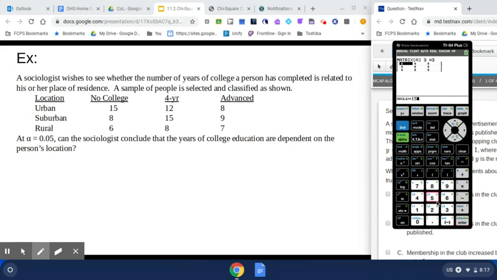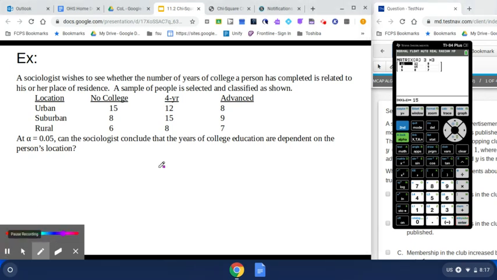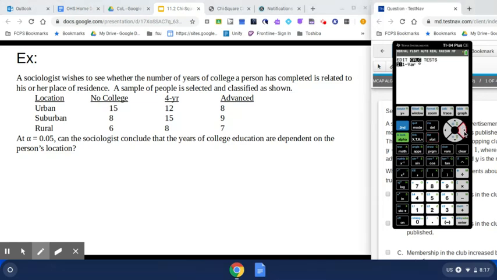So 15. Okay, so I went ahead and finished entering all of those numbers into matrix A. Now we go to stat and over to tests, and we are going to pick, this time everyone has it, the chi-squared test. So it's letter C in my calculator. If you have the TI-83, it might be a different letter, but you will still have this one. Okay, go ahead and click enter there.